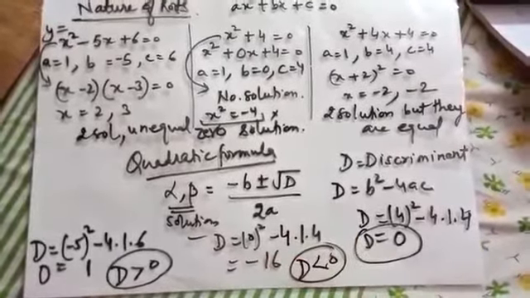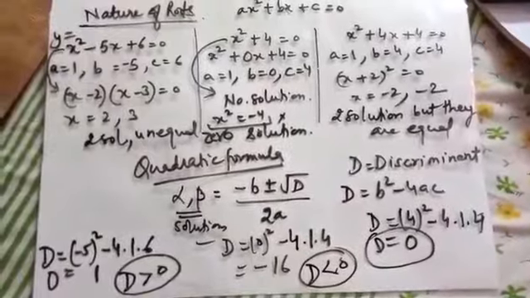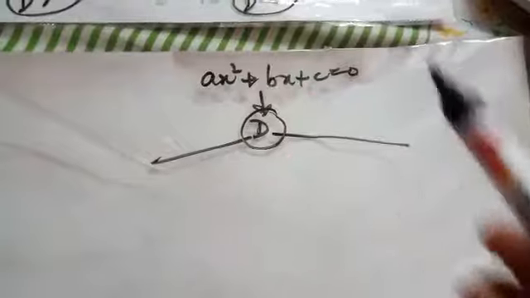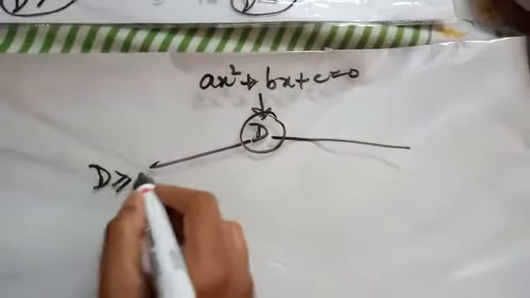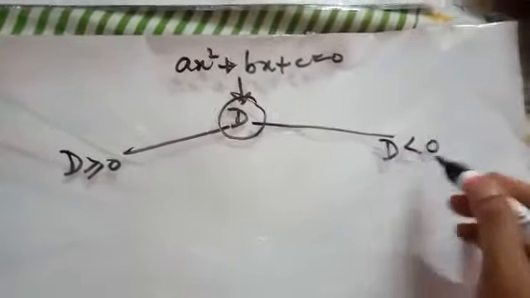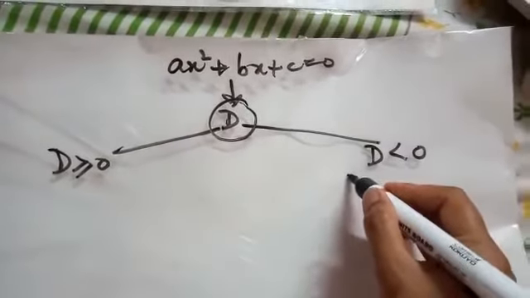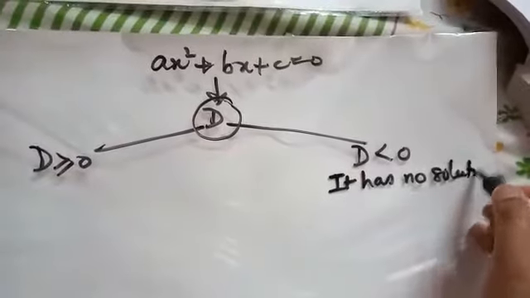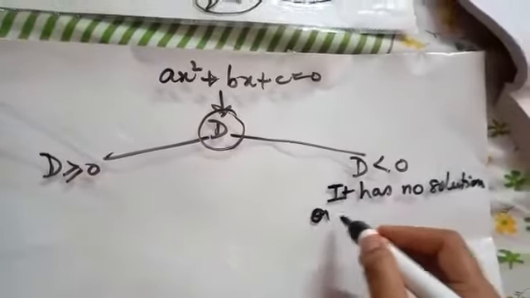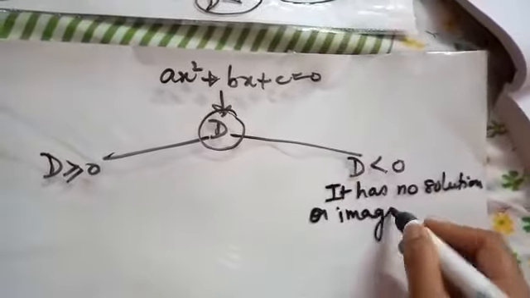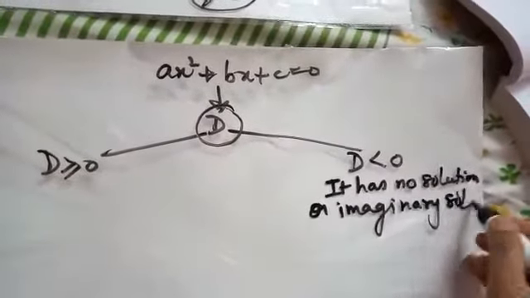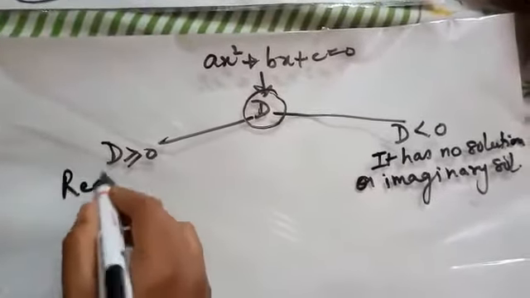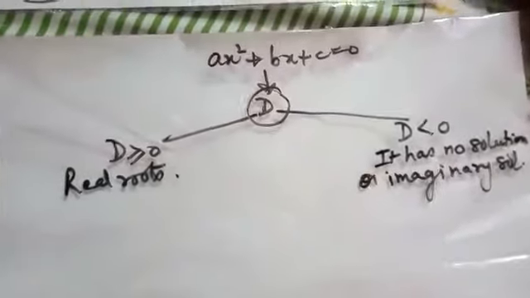Now we'll come back to our main point, which is nature of roots. So for a given quadratic equation, we have to find out the value of d, which is called the discriminant. This d can be either greater than or equal to 0 or less than 0. If the value of d is less than 0, then I say that this quadratic equation has no solution. As of now, it has no solution, or we may say that it has imaginary solutions. But in the case of imaginary solutions, I do not have to find out the solutions. If the value of d is greater than or equal to 0, then it has real roots or real solutions.